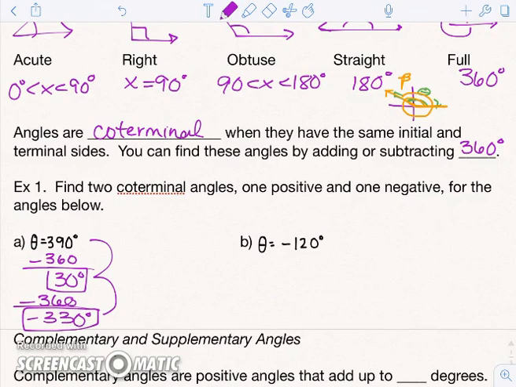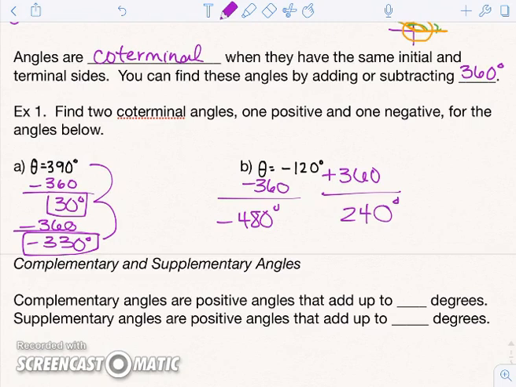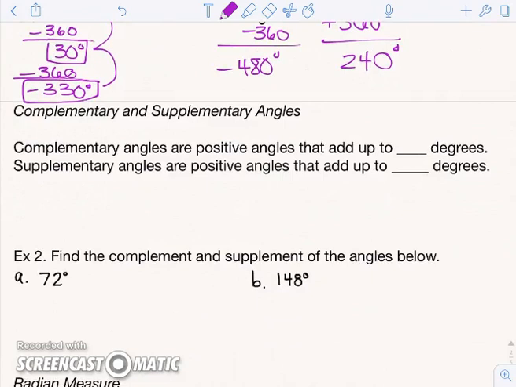So negative 120 degrees, what are two coterminal angles you would have for negative 120 degrees? Hopefully you ended up with, by adding 360 degrees, 240 degrees, and by subtracting 360 degrees, negative 480 degrees. So next up are complementary and supplementary angles.